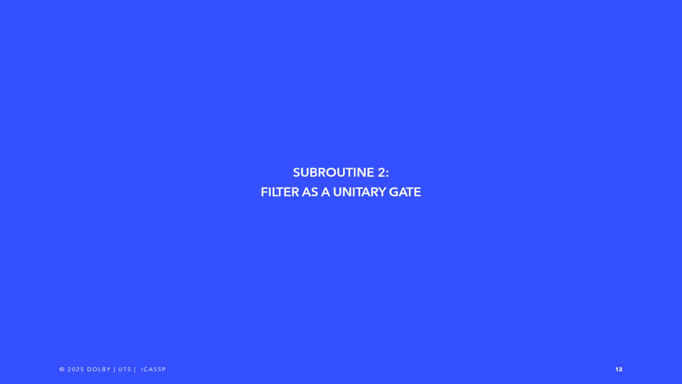Now we discuss our second subroutine, which is filter as a unitary gate. Earlier the filter was a register. Now we give an alternative where the filter is a unitary gate rather than a register. So in this case we won't be amplitude encoding the filter as such.